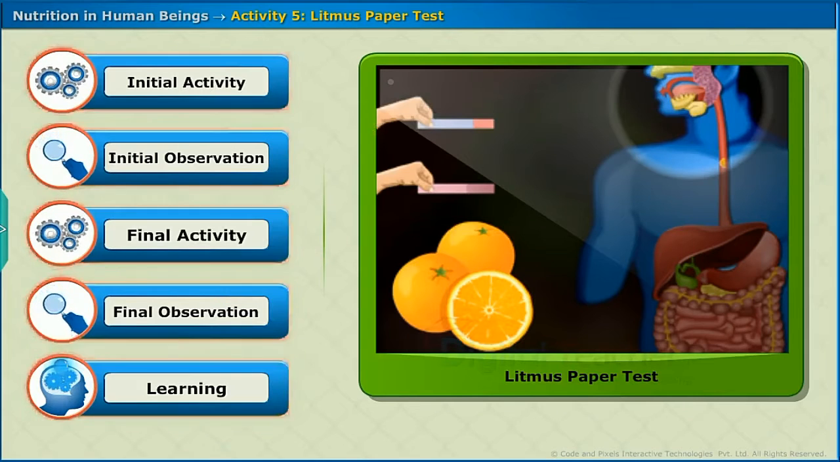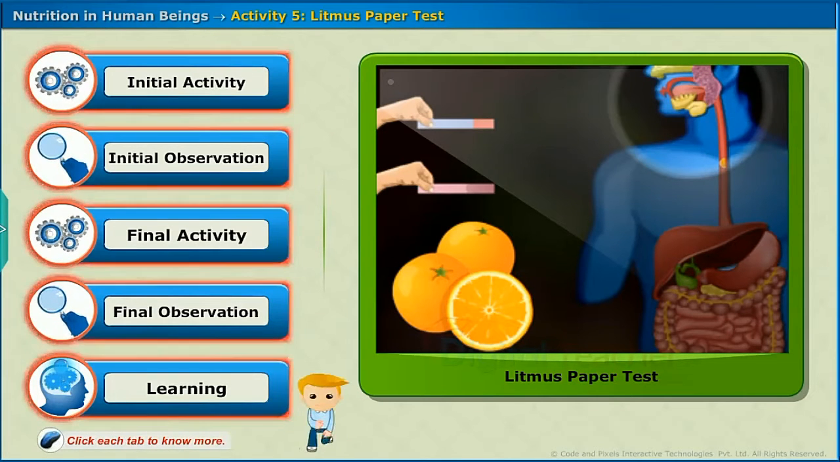Here, let us perform an activity where the acidic and basic nature of food materials are tested using litmus paper. Click each tab to know more.